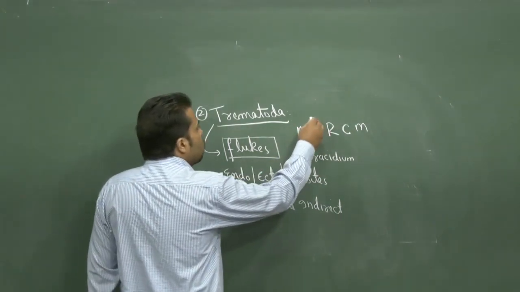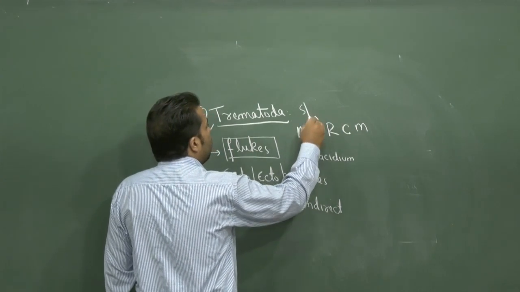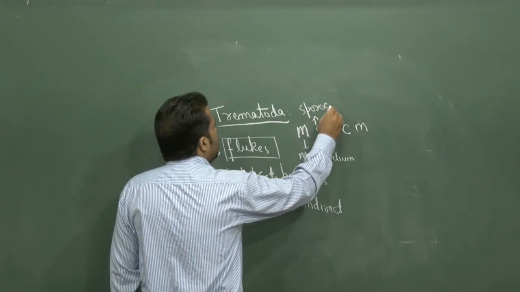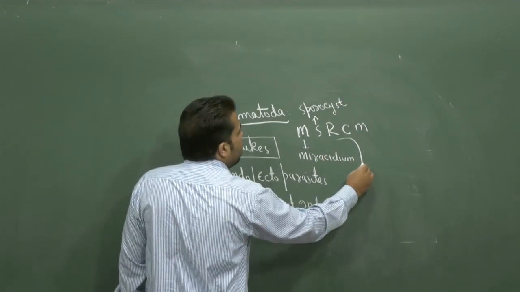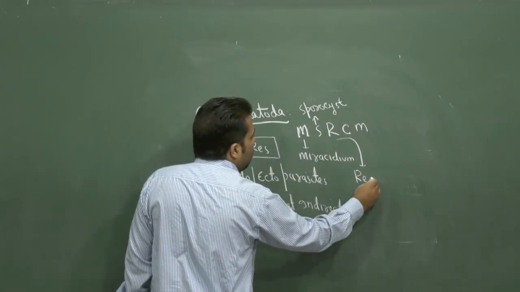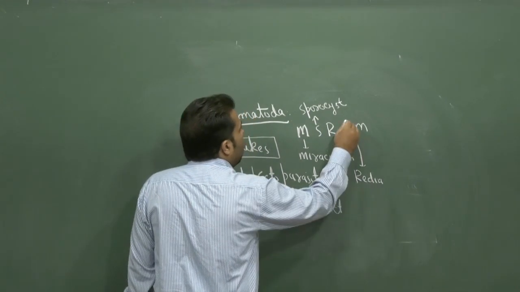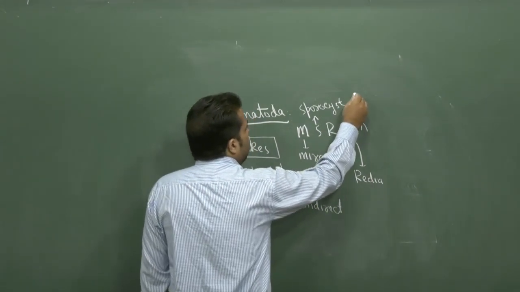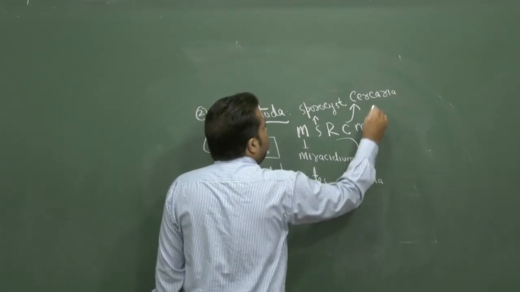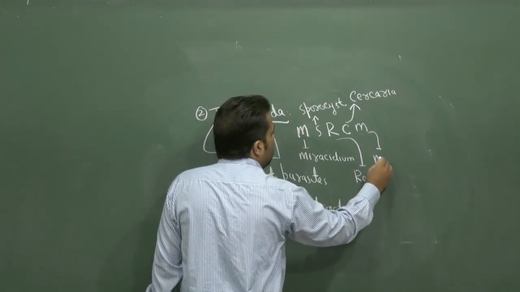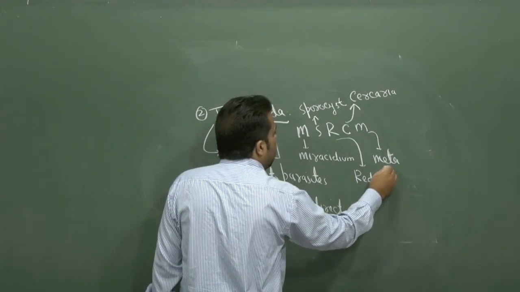The second larva is called Sporocyst. The third larva is called Redia. The fourth larva is called Cercaria. And the fifth larva is called Metacercaria.